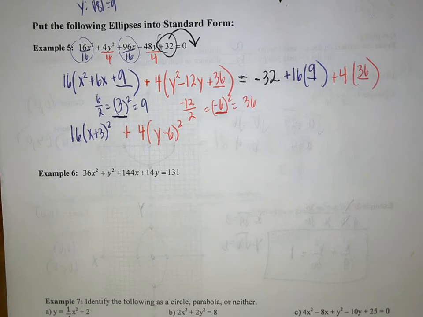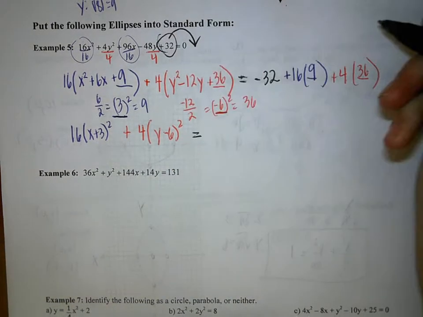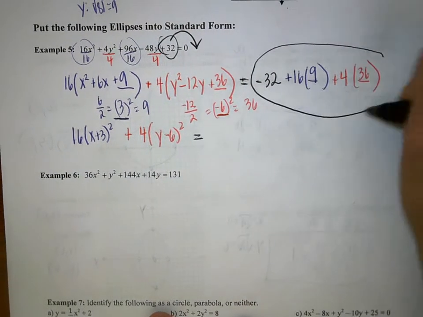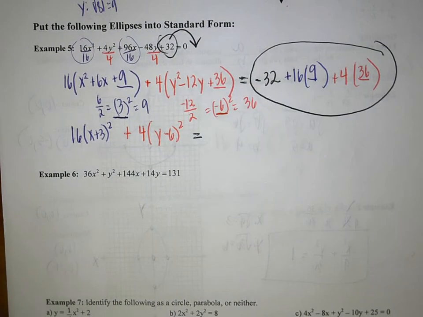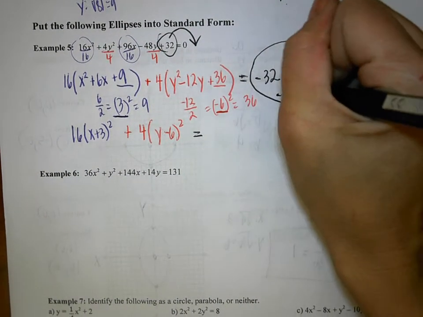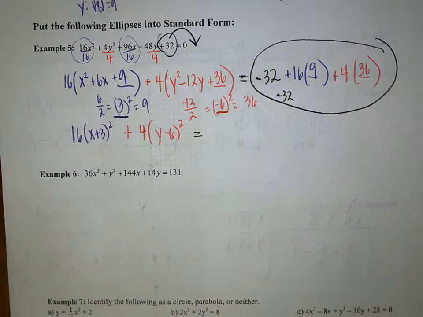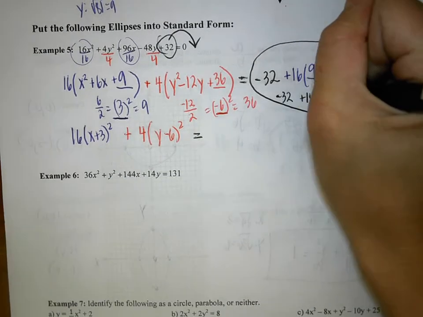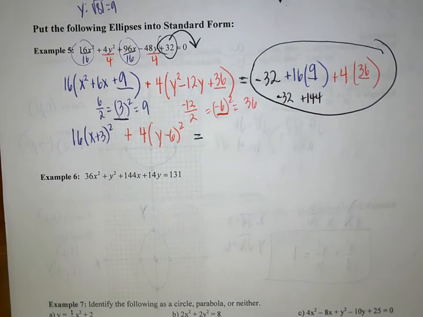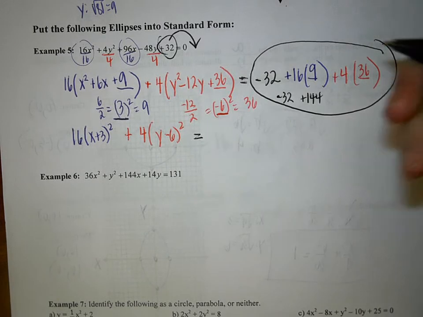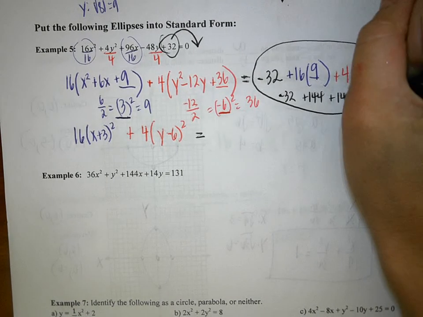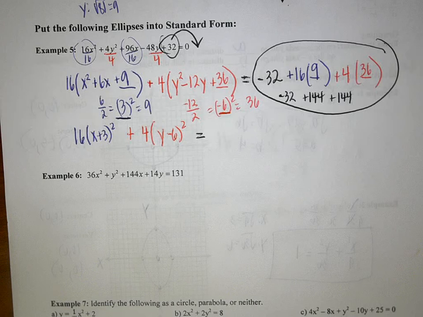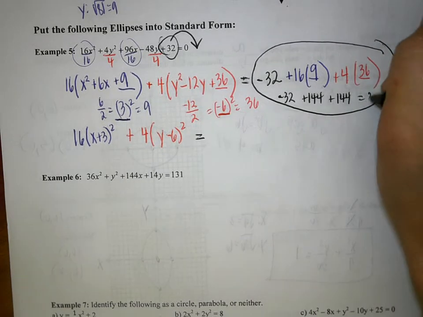Okay, equals, and then we have to simplify all this and make it one term. So I have negative 32, and then 16 times 9 is 144. I did that in my head. Good job. And 4 times 36 is also 144. Oh, nice. So when we add all that up together, it ends up equaling 256.